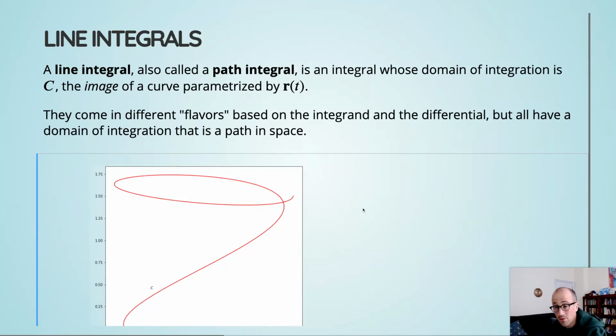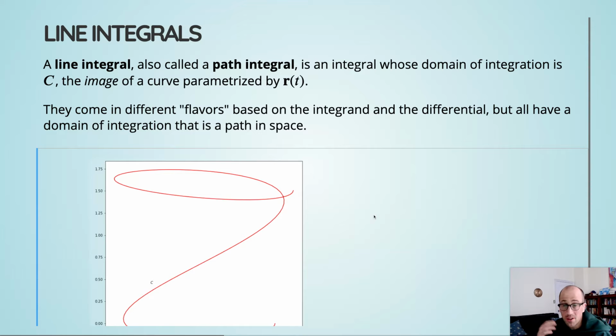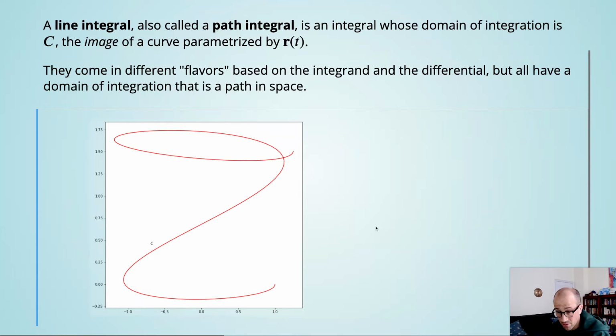line integrals. Okay, so what makes all line integrals of a kind? What makes them line integrals, or perhaps better called path integrals, is the answer to the where question. The where is a curve in space. Those are the curves that we studied in the first part of the course here. So they're images of vector valued functions.